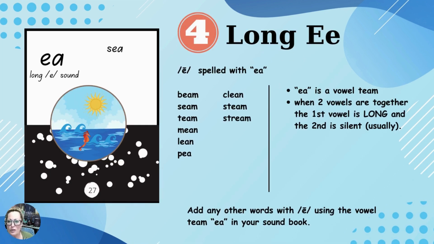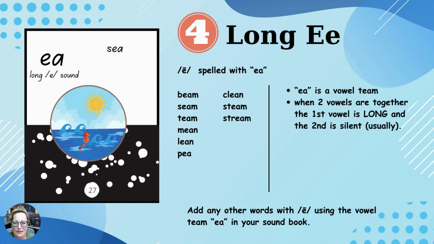Next sound card, police. We have long E with the EA. So we have words like beam, seam, team, mean, lean, pea, clean. They giggle at pea, by the way. Clean, steam, and stream. EA is a vowel team. Two vowels together. The first one is long and the second is usually silent. This follows the rule, right?